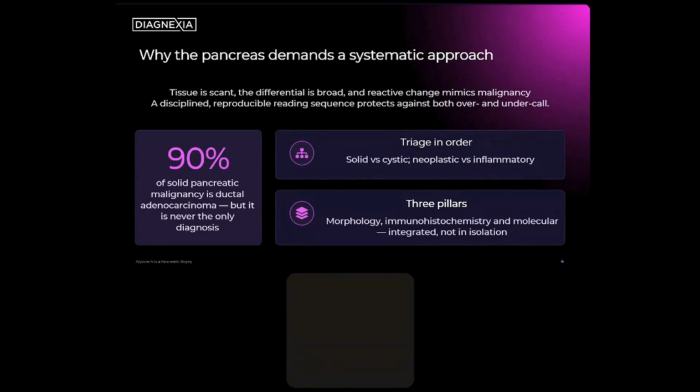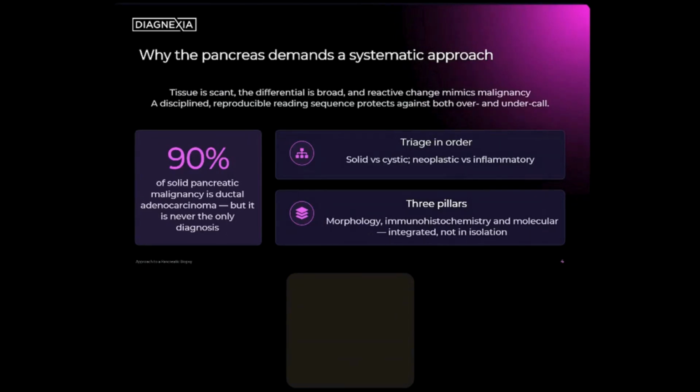Okay, but in particular, the pancreas warrants a systematic approach because tissue is often scant. There's a broad differential diagnosis despite the small size of the organ. And very importantly, reactive change, which occurs both in inflammatory lesions as well as malignant lesions, can mimic each other. And that's a really important differential, which I will delve into shortly. So a very disciplined, reproducible reading sequence is what I advocate, and it prevents an undercall or an overcall.